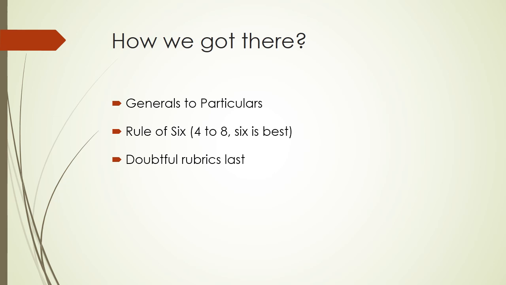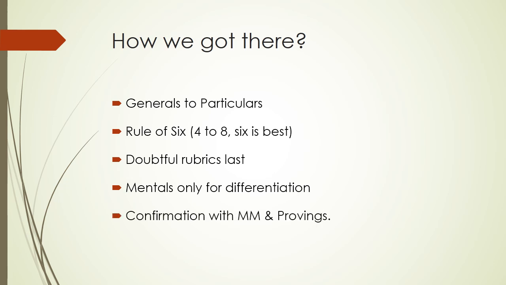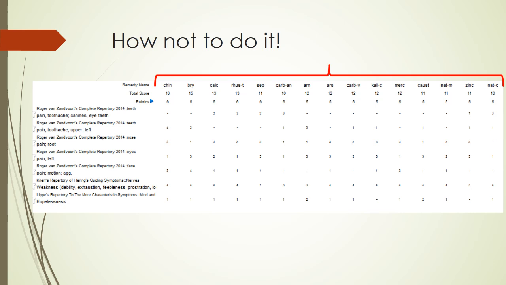Doubtful rubrics last. That includes the mind symptoms and any rubrics which you cannot find to fit the kind of symptom described by the patient. Mentals were used only for differentiation and confirmation, to be done with the help of a materia medica and/or a provings book. Let's see how not to do it.